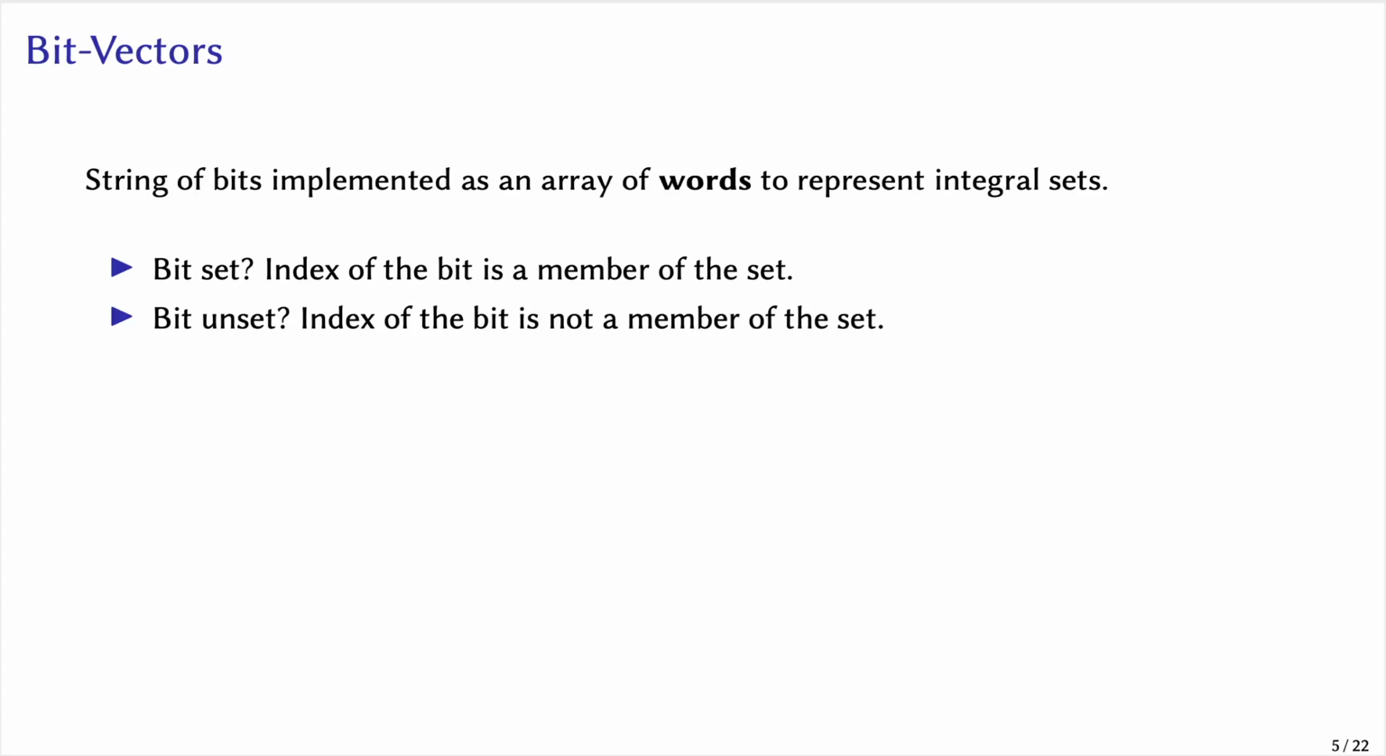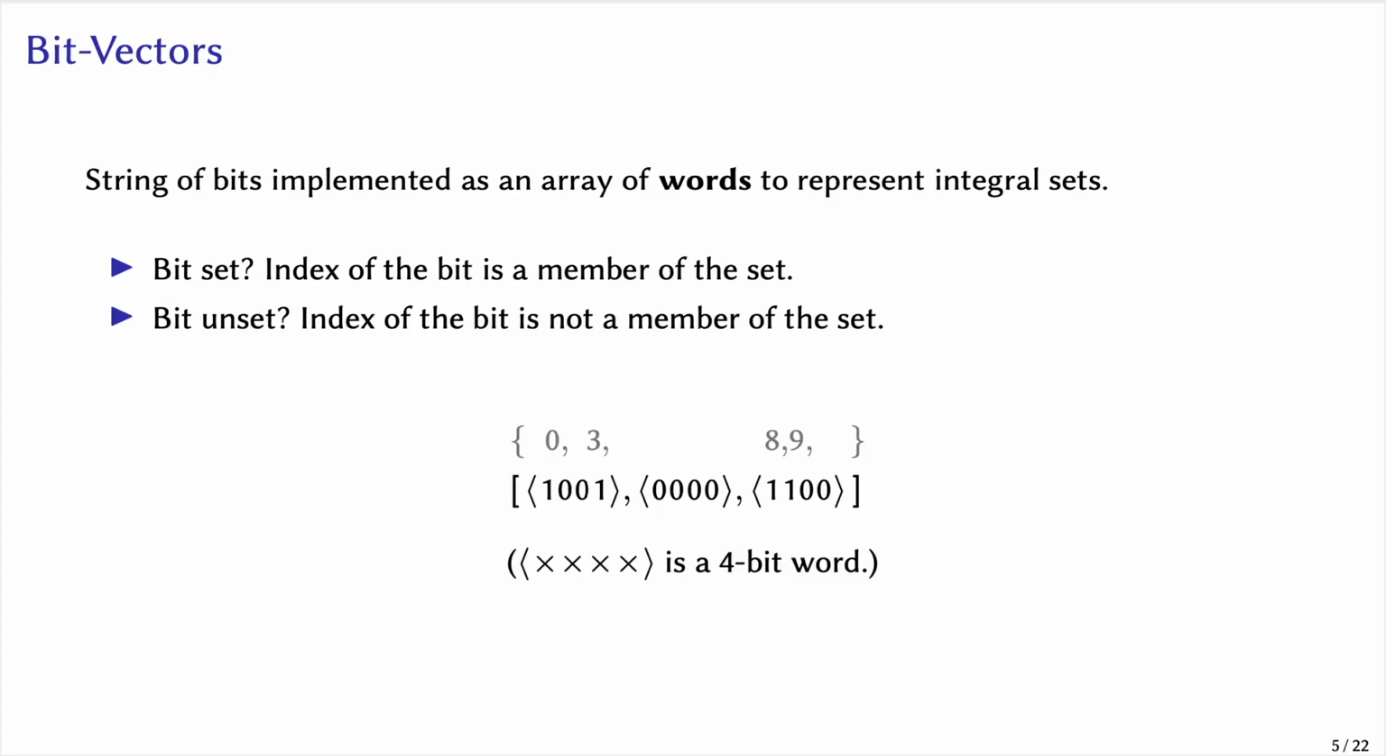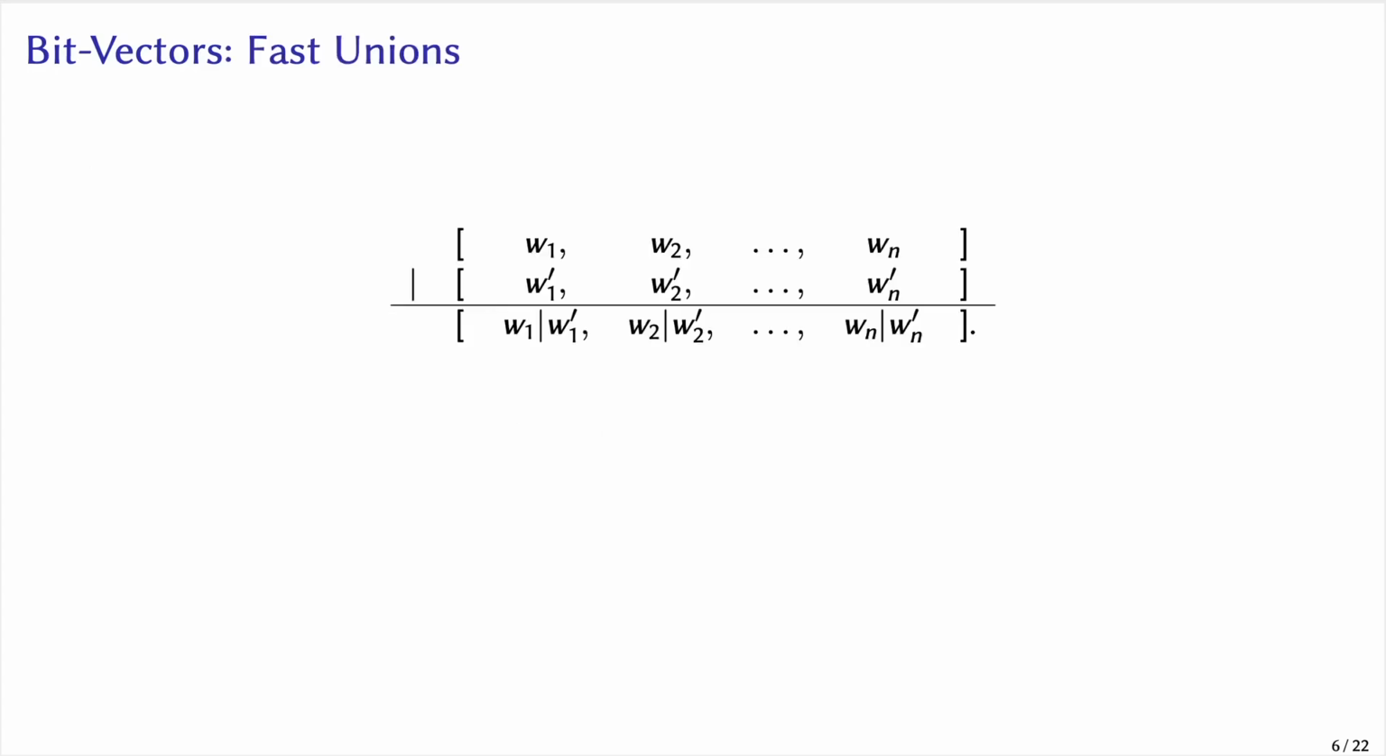As an example, consider the set containing 0, 3, 8, and 9. For simplicity, we use a word size of 4 for all of our examples. We see that the indices of the set bits correspond to the members of our set. In this example, we require 3 words instead of the 4 that would be needed if we represented each member as a word explicitly. The union operation is fundamental to points-to analysis, and bit vectors provide fast unions.